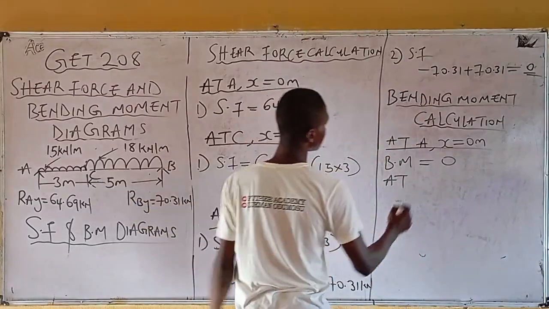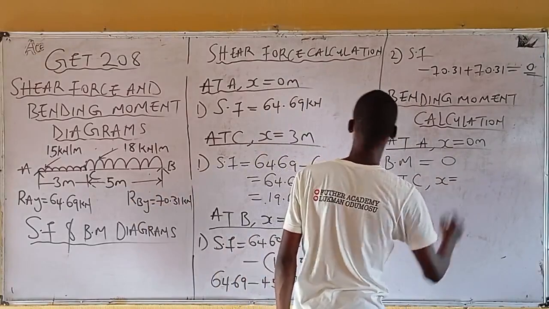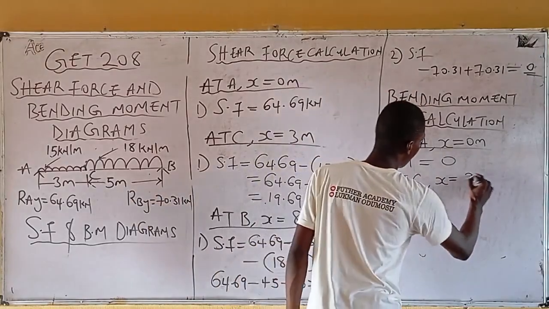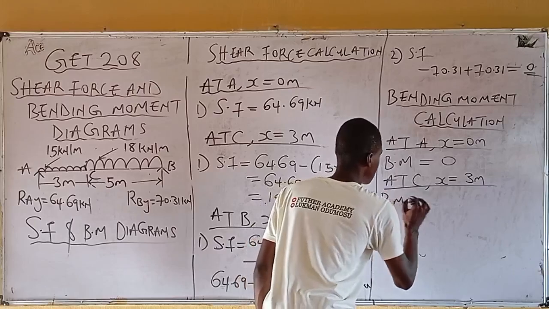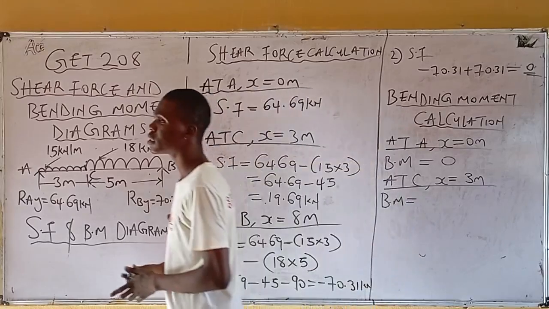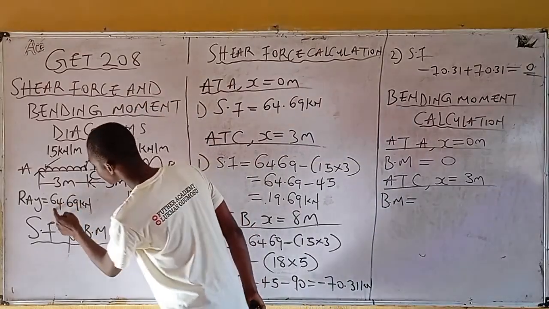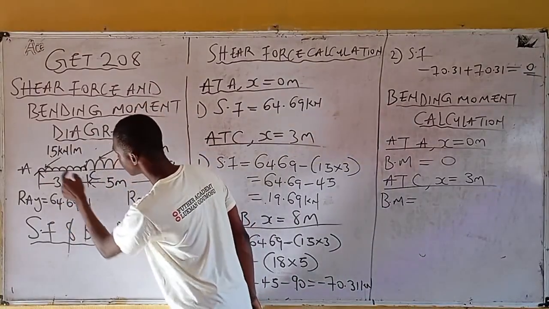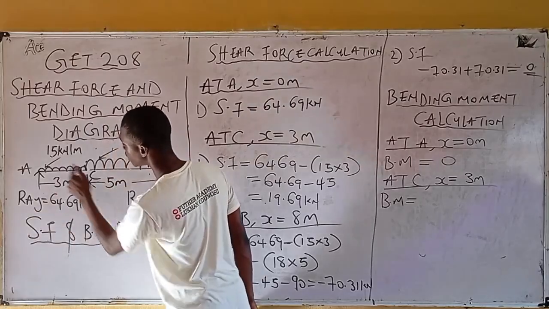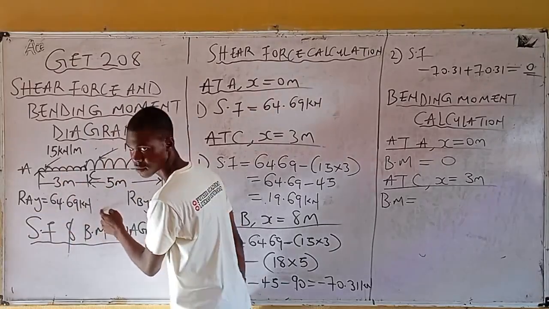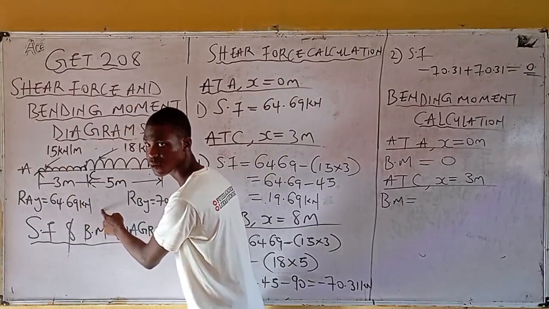At C, what's the value? X is equal to what? 3 meters. How do you get the bending moment? 45 times 1.5. 64.69 is going. Yes, this CDA is going. This RAY is going. This CDA is also going. If you are not convinced, you are not getting it, it is not complicated.